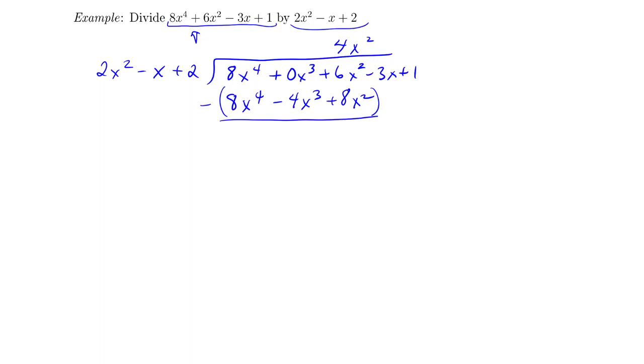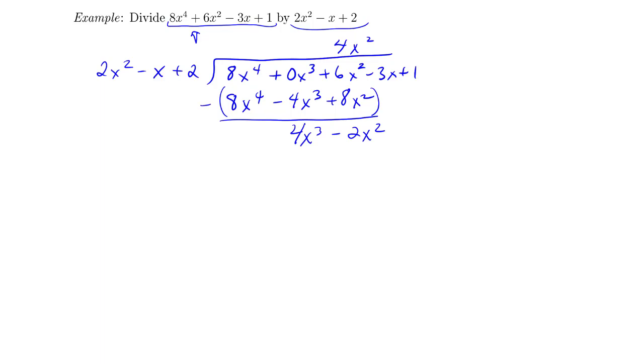So, what do I get? Well, I get 0 out of the first term subtraction, as I should expect. Then I get 0x cubed minus 4x cubed. Well, that's 0 plus 4x cubed, so that's 4x cubed. All right. Then I get 6x squared minus 8x squared, which is minus 2x squared.